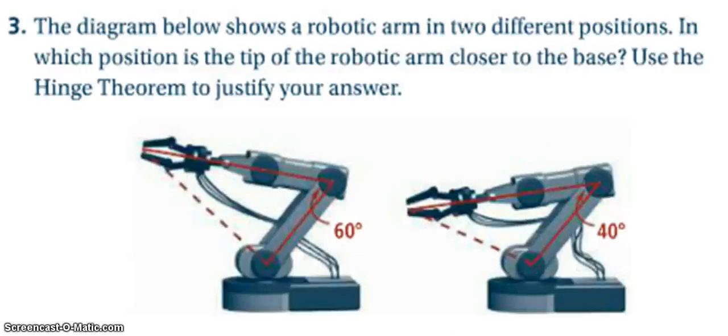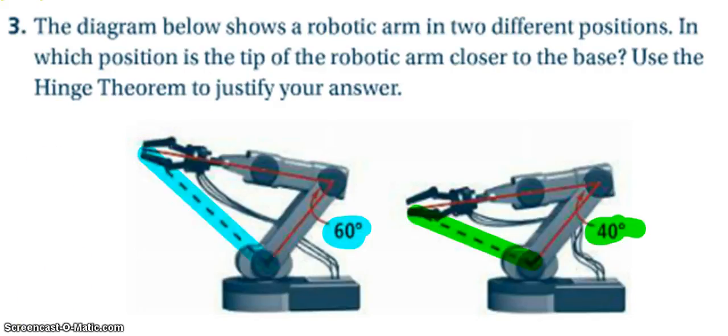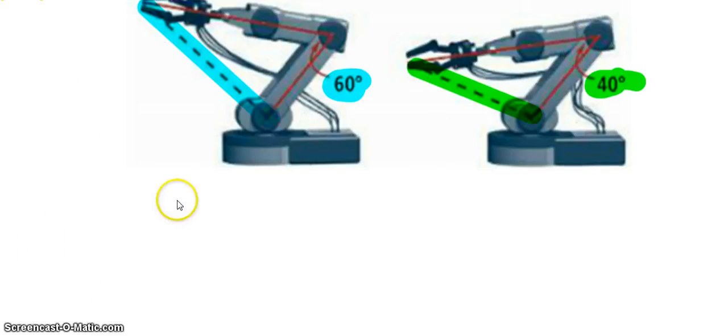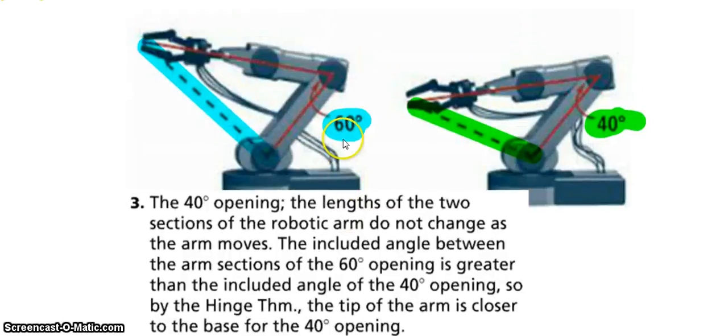Go ahead and think about this robotic arm. Same type of problem, we want to use the hinge theorem to justify in which position the tip of the robotic arm is closer to the base. Just like in our last problem, because the length of the robotic arm pieces will not change, what we see is the opening that has a 60-degree angle at the hinge of the robotic arm will be larger than the opening with a 40-degree angle at the hinge of the robotic arm. And if you like the written response, that is right here.